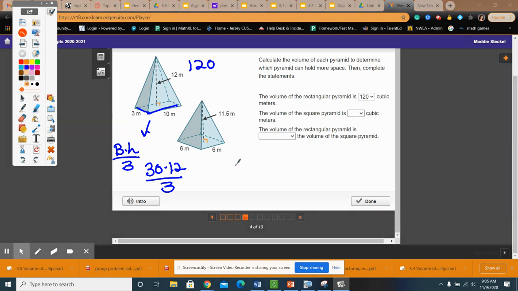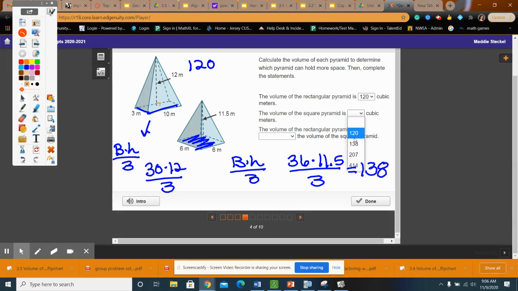The square pyramid is also big B times H divided by 3. But the big B here is 6 by 6, which is 36, times 11.5 divided by 3. And I don't want to do that one by myself. So I'm going to type 36 times 11.5 in my calculator. I'm getting 414. When I divide it by 3, I get 138. So which one is bigger? Looks like the volume of the rectangular pyramid is less than the square one because the square is bigger.